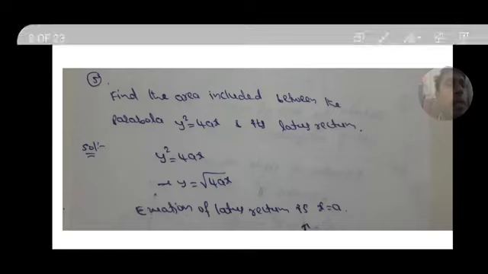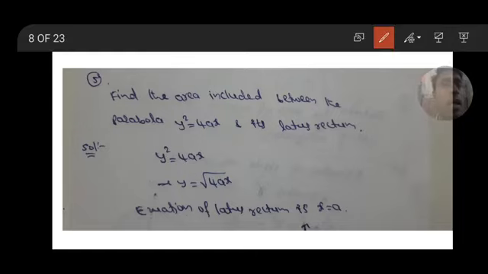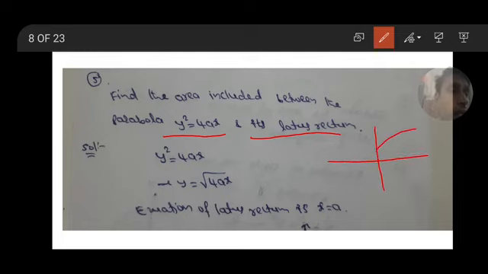Find the area included between the parabola y square equal to 4ax and its lateral rectum. What is y square equal to 4ax? Its graph looks like this.